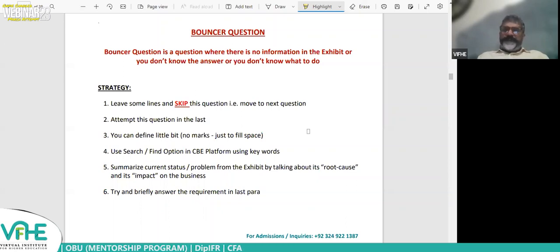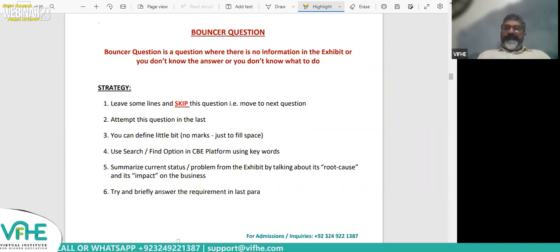Is it a good strategy to spend more time than allowed on a bouncer question, trying to save it? No, it's a suicide strategy. If you waste your time on a bouncer question, it's suicidal. Then you might as well go out and jump from the building. So what do we do?